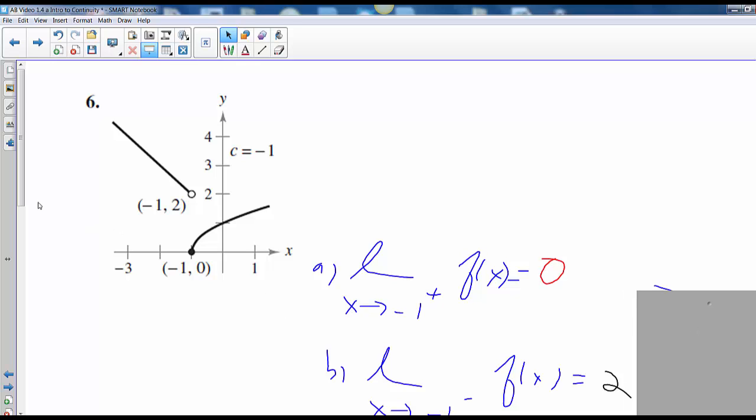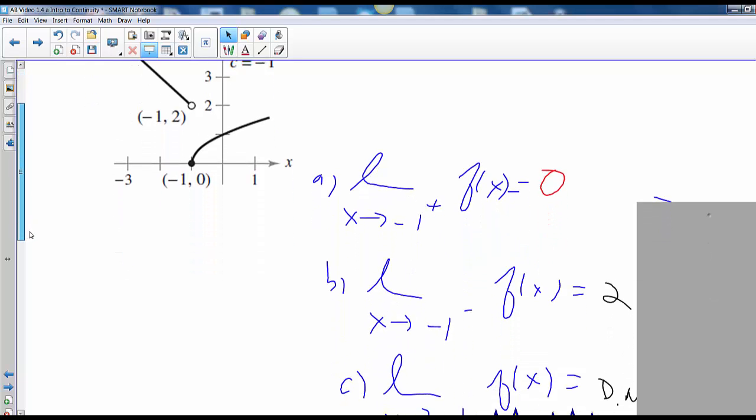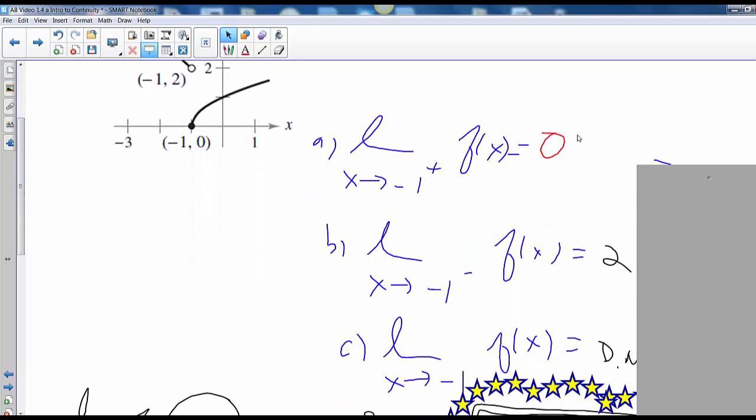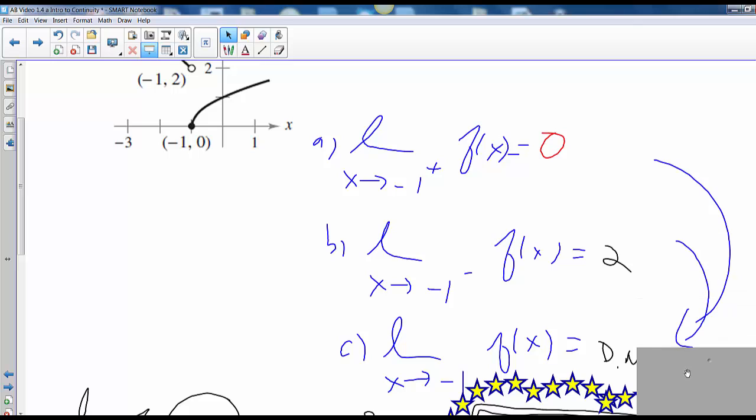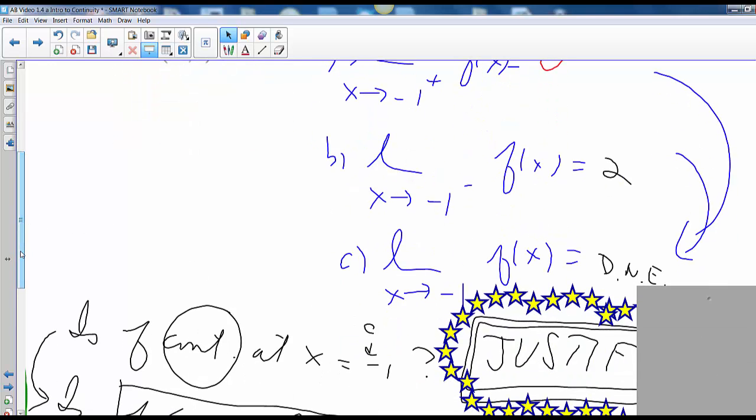The third question is, what is the limit as x approaches negative 1 from both sides? Again, you do not need to look at the graph anymore. All you need to do is look at the left-sided limit and the right-sided limit. They are not the same. Therefore, the two-sided limit does not exist. And that's why I keep putting these arrows here. Next question. Is f of x continuous at x equals negative 1, and justify?